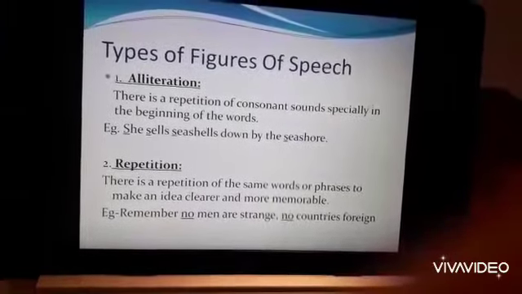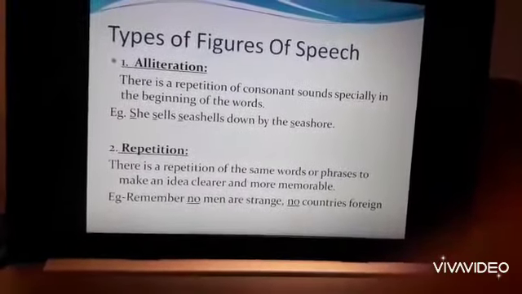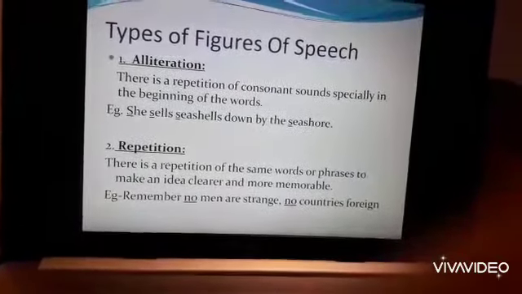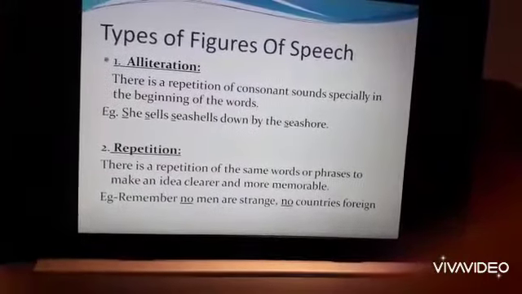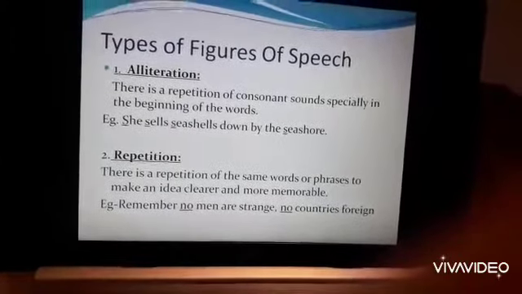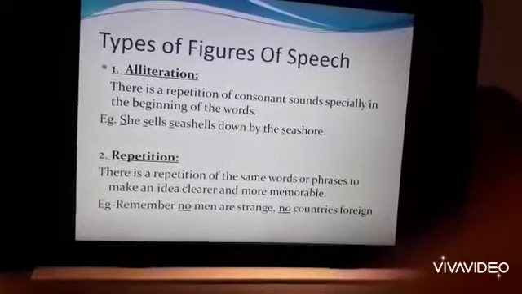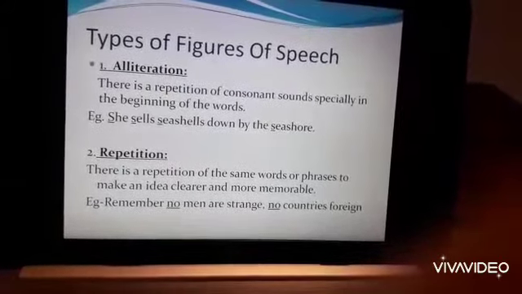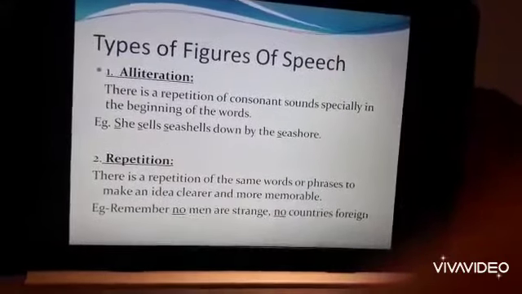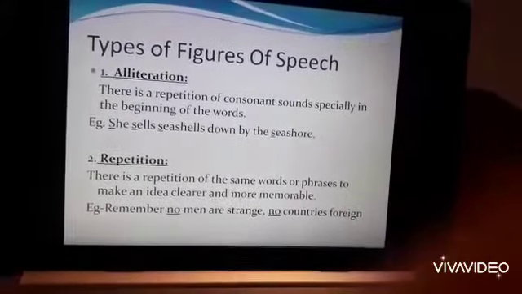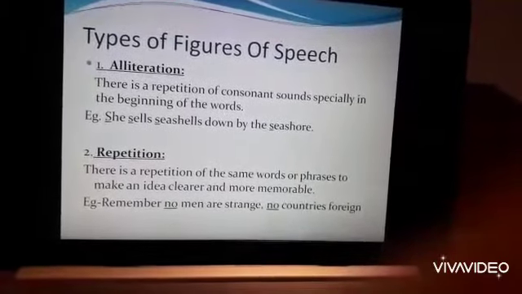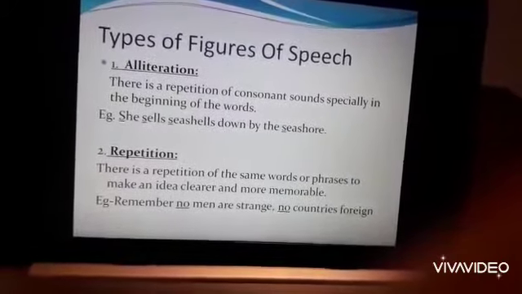Now moving forward to the second one, that is repetition. Repetition is a repetition of the same words or phrases to make an idea clearer and more memorable. Now let me check here. In alliteration figures of speech, we are going to find the repetition of consonant sounds in the beginning of the words. But in repetition, the word itself suggests that there is a repetition of words or a phrase in the sentence. Now see the example.